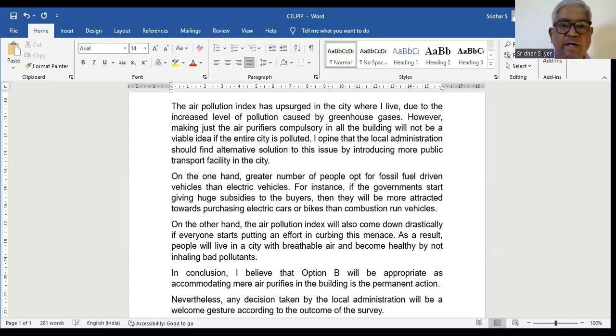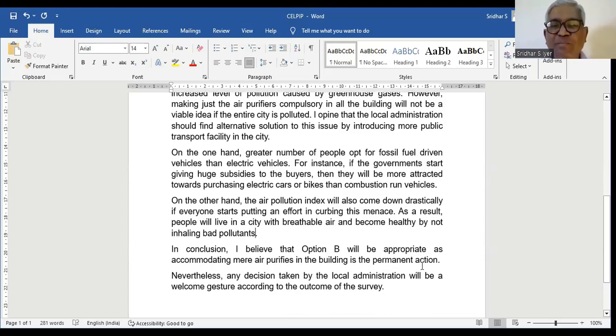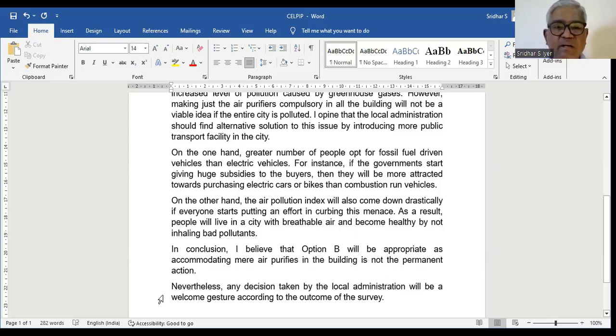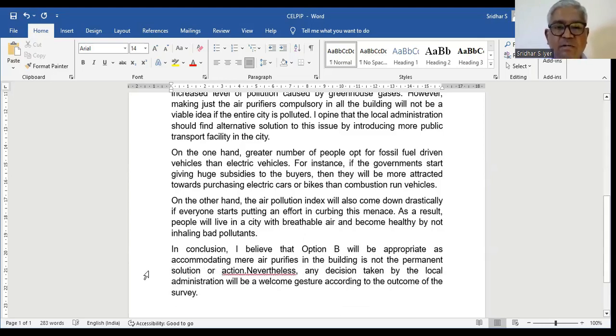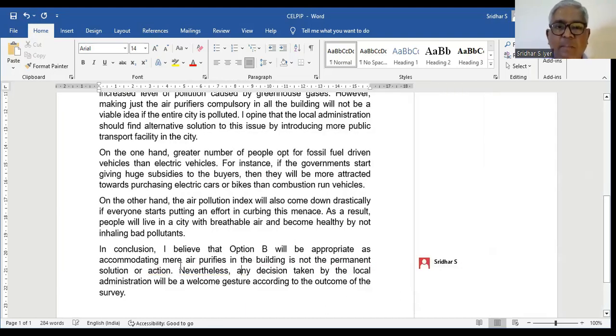All right. In conclusion, I believe that option B will be appropriate, as accommodating mere air purifiers in the building is not the permanent solution or action. You can say that. Solution or action. Okay, nevertheless, any decision taken by the local administration will be a welcome gesture according to the outcome of the survey.